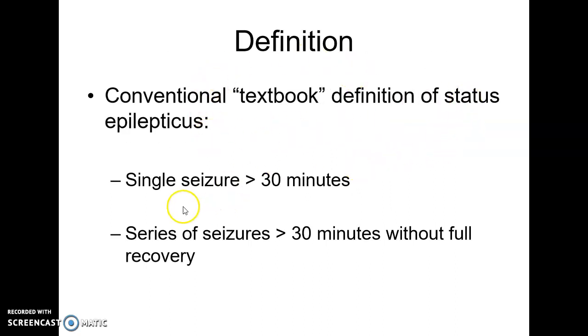Status epilepticus is a single seizure of more than 30 minutes, or a series of seizures over 30 minutes without full recovery in between, again 30 minutes of seizure without a small break, and again seizure. It is going to be very fatal if not controlled.